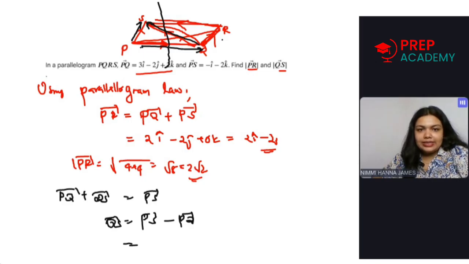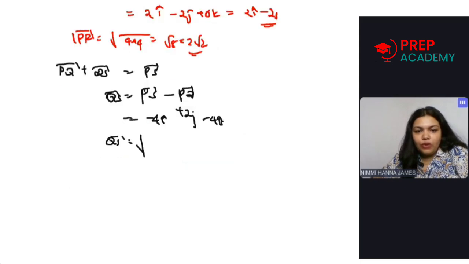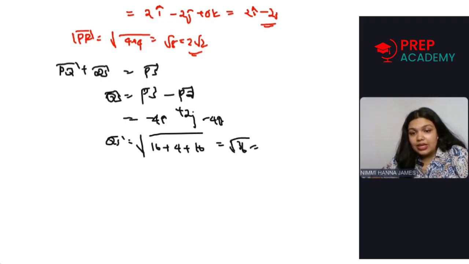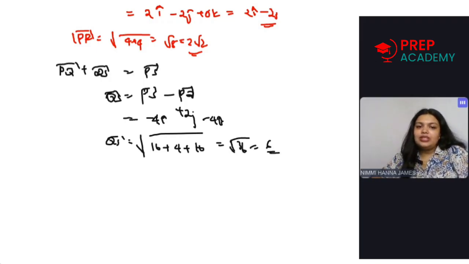That is minus 1 minus 3, it is minus 4i; 0 minus minus 2, it is plus 2j; 2 minus 2 minus minus 2, so it is minus 4k. So the modulus of QS vector is root of 4 square, that is 16, plus 2 square, that is 4, plus 16, so 20 plus 16, it is 36. So root of 36 is 6. That's how we found it.